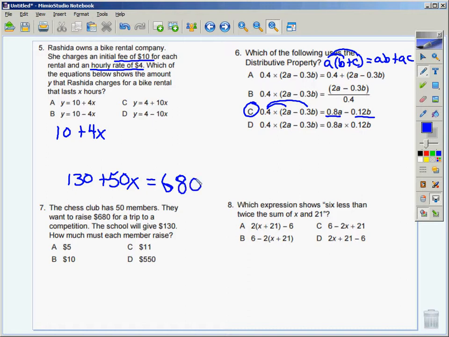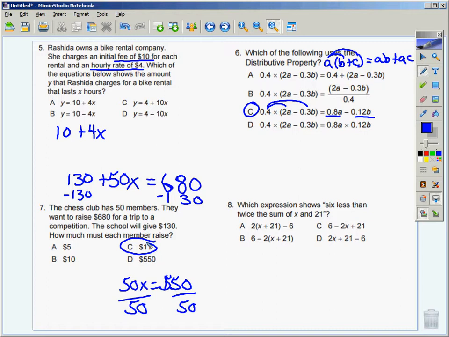I would subtract 130 from both sides, and I'd have 50x is equal to 550, and I divide both sides by 50. The correct answer is C.